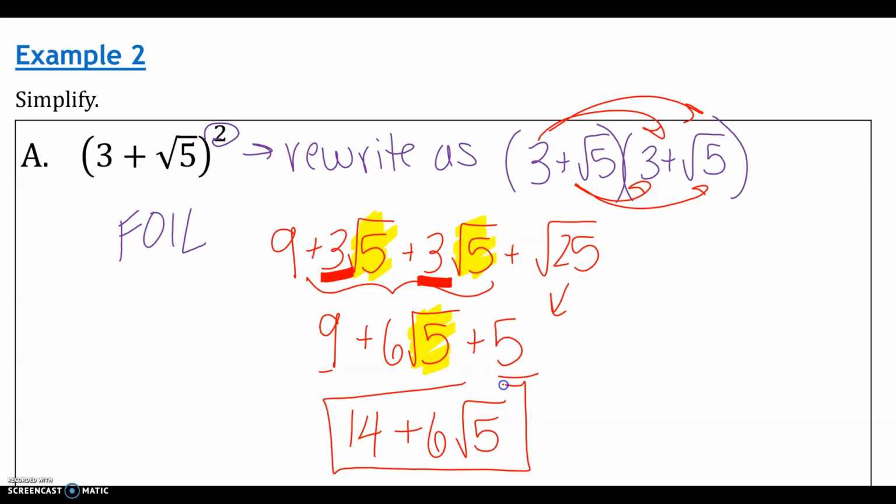And obviously, you cannot keep going with this because they do not have the same radicand. This is a whole number 14, and this is 6 radical 5. And order technically does not matter.